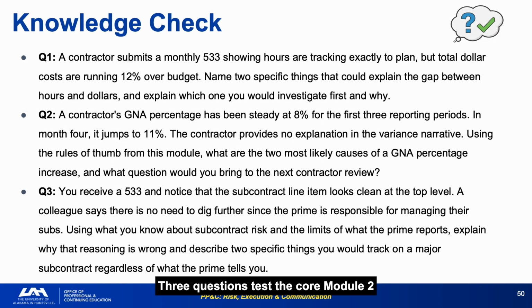3 questions test the core Module 2 competencies: element-level variance analysis, G&A behavior rules, and the subcontract blind spot that the prime manages their subs assumption creates. Q1 is about labor mix versus rate variance, the 2 most common explanations for a cost overrun when hours are on plan. Q2 applies the G&A inverse relationship rule to a specific anomaly. Q3 tests whether the student has internalized the subcontract risk argument.